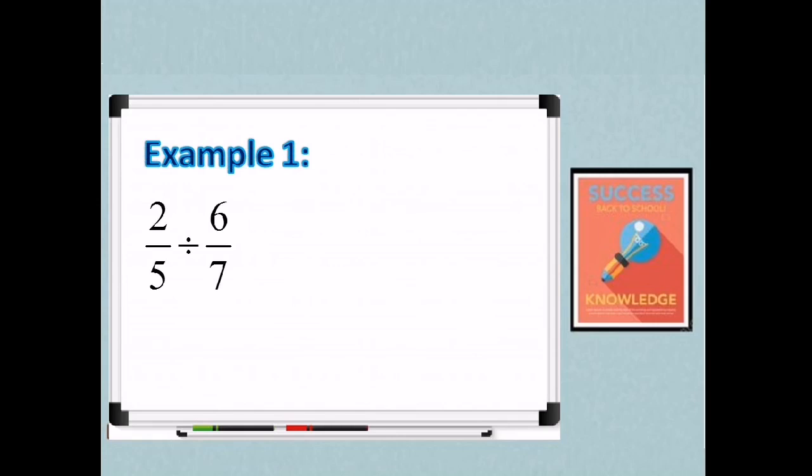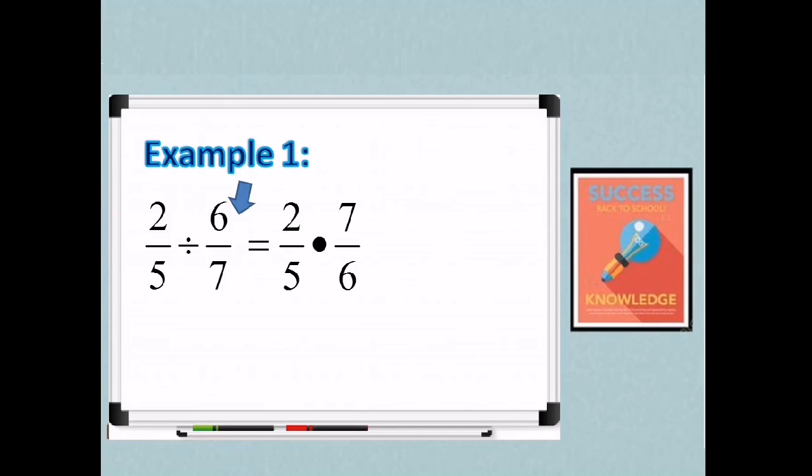So, let's have an example. 2/5 divided by 6/7. So, let us follow the steps. We have here the second fraction which is 6/7 that we need to get the reciprocal of. So, magiging multiplication na yung operation natin. So, 2/5, you just copy the first fraction, times 7/6, yung reciprocal ng second fraction. Then, magpo-proceed na tayo sa rule ng multiplication.